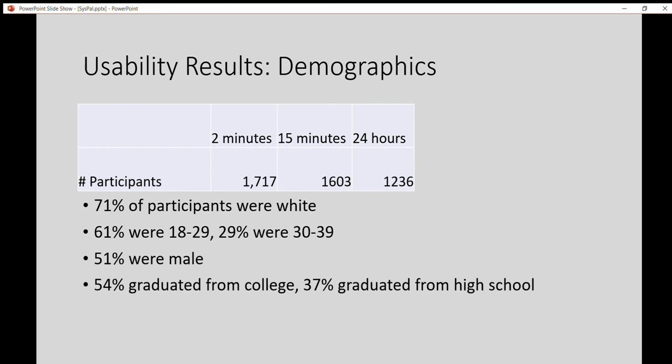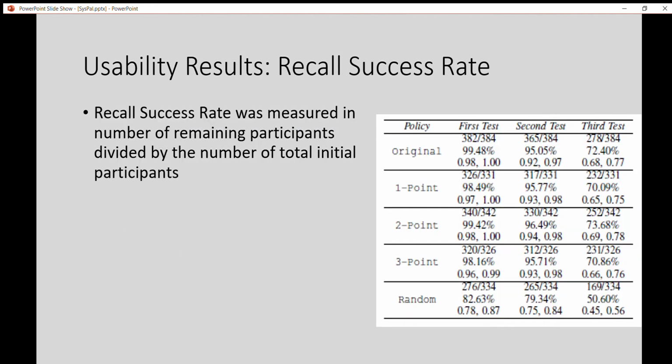So this is going over the demographics of users. 71% of the participants were white. A majority were between the ages of 18 and 39. Just over 50% were male. And a majority of users graduated from at least high school, with 54% graduating from college as well.